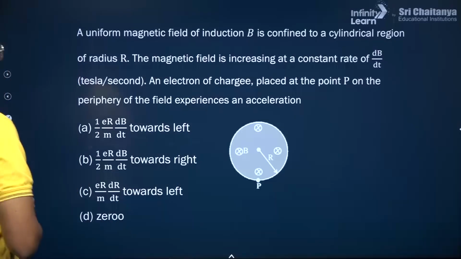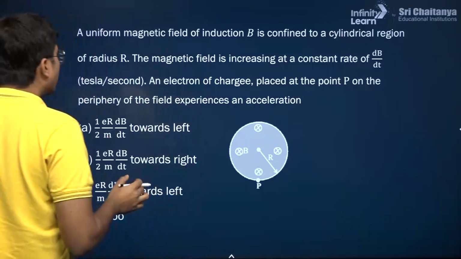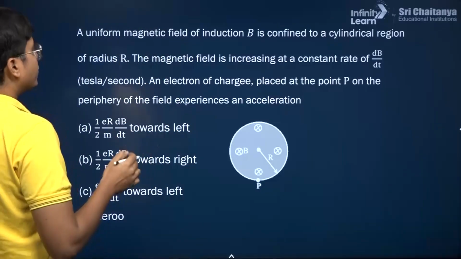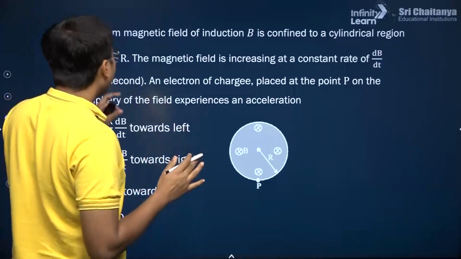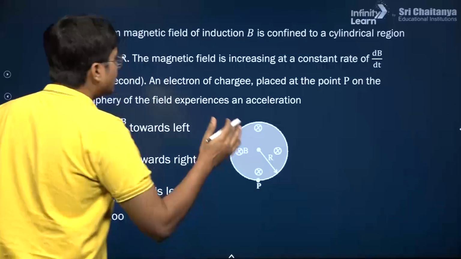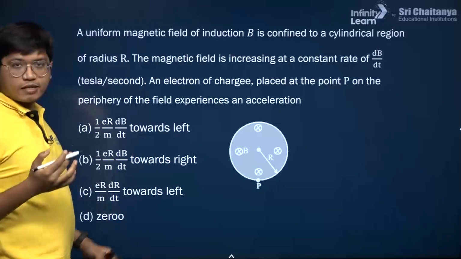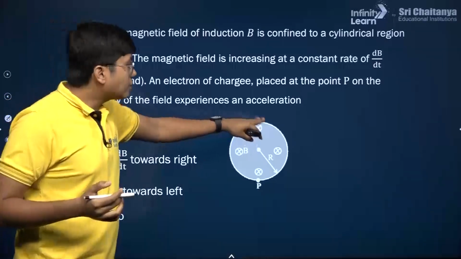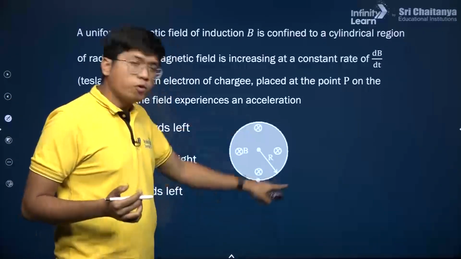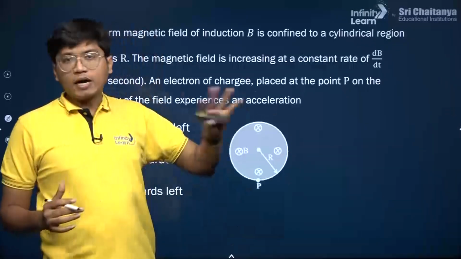This says the uniform magnetic field of induction B is confined to a cylindrical region, radius r. Magnetic field is increasing at a constant rate of dB dt. An electron of charge e, placed at the point P on the periphery of the field experiences an acceleration given. So let's understand, if an electron is moving over here, that is like our coil. That is the coil. The electron's path is our coil.